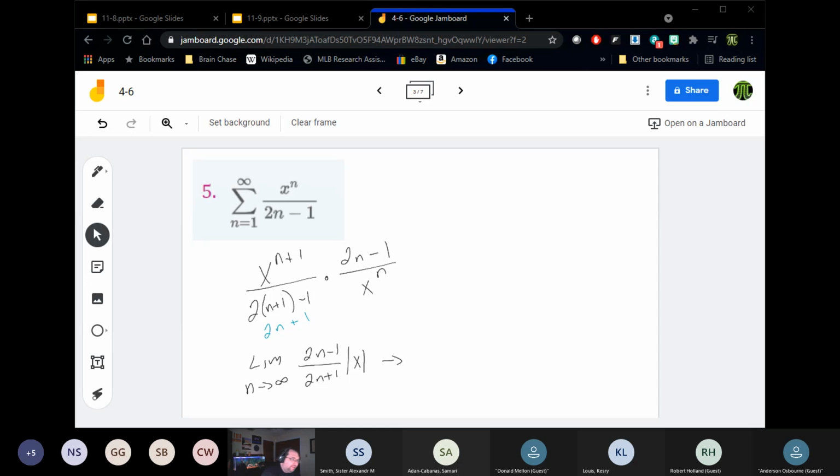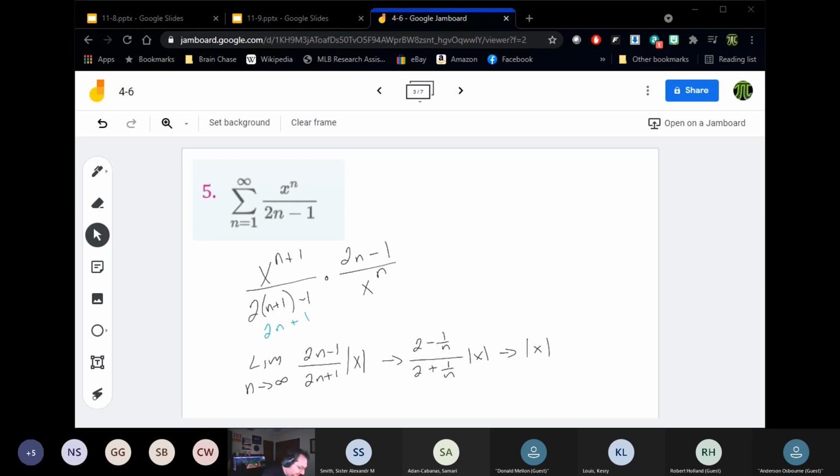Now we're going to do the limit of this one. I'm going to divide everything by n so I can get the n's in the bottom and figure out what it's going to go to. So this goes to 2 minus 1 over n over 2 plus 1 over n. This ends up going to 1, so basically it just goes to the absolute value of x. That part makes sense?